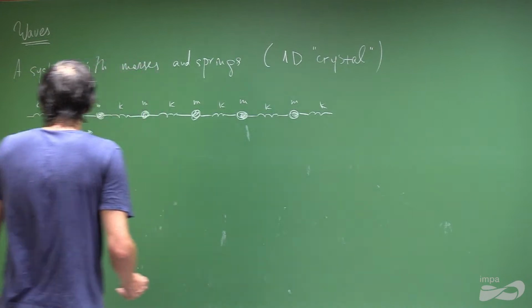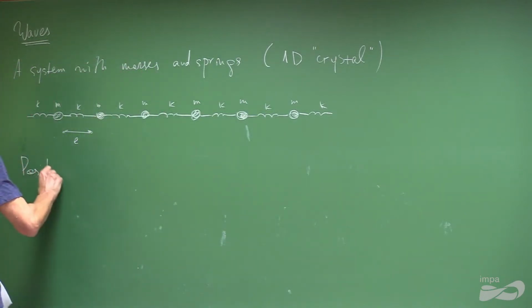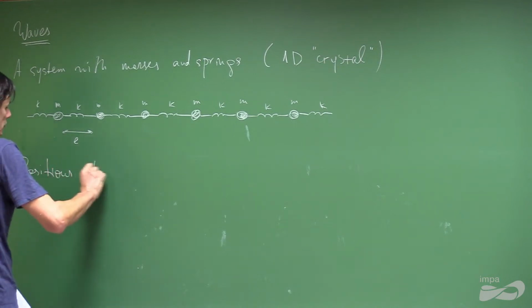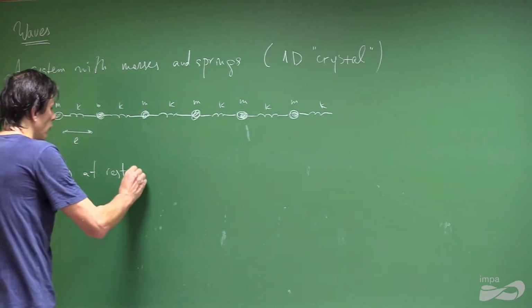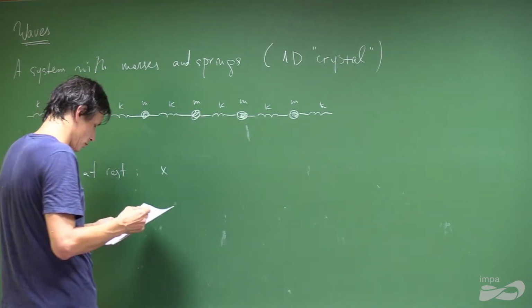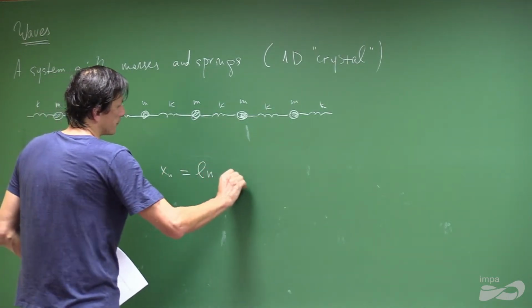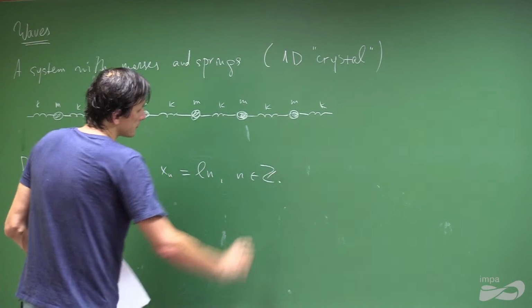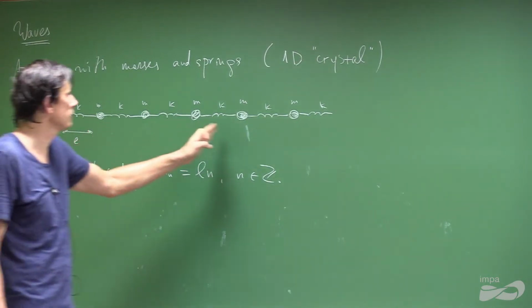So we can number them, and consider positions at rest. If the system does not move, the position of rest will be x_n, using index n, x_n equals L n. So n is an integer number, L is a distance. So at rest, they are at position x_n.